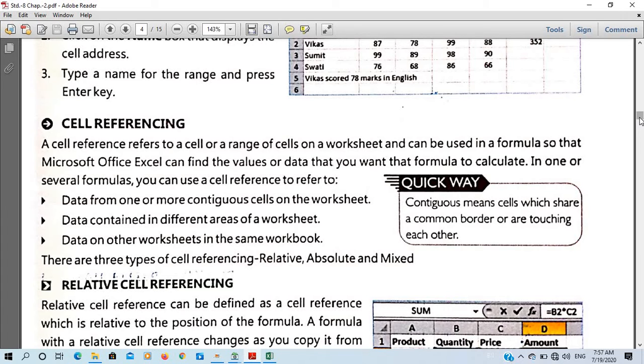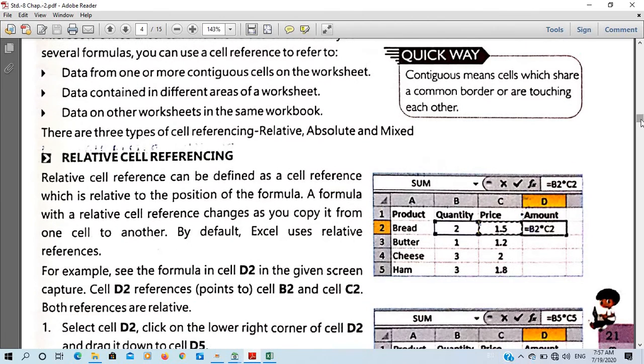So the first thing that you do when you are doing cell reference is that you are fetching some data from one or more contiguous cells. Contiguous means continuous, means boundary by boundary cells. Okay, here it is written, data contained in different areas of a worksheet, means from where you have to take the data, means in the different cells that you want to calculate, you can refer there.